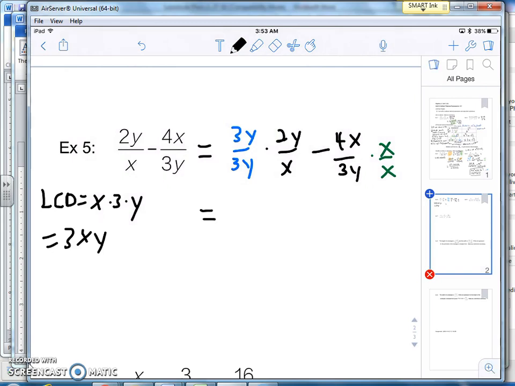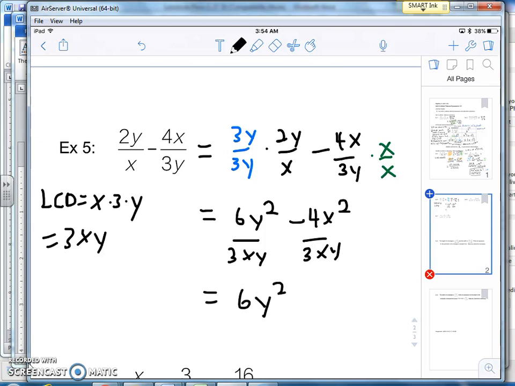3y times 2y is 6y squared, minus 4x times x is 4x squared. And if you want to write them over different denominators at first, that's fine. You'll eventually write it over one denominator. 6y squared minus 4x squared all over 3xy.